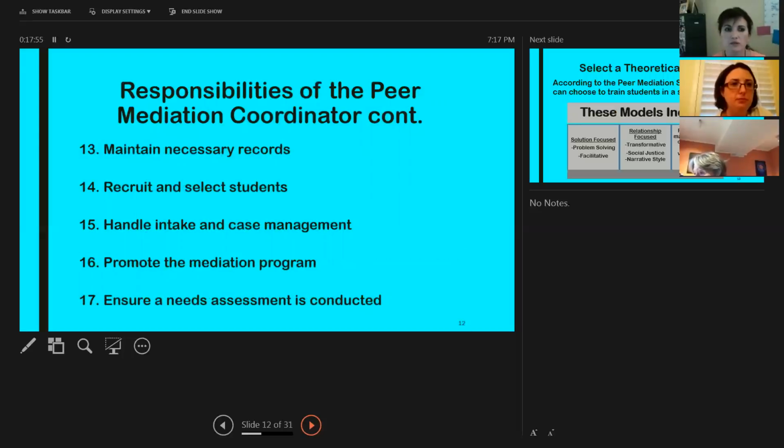Okay, last slide on the responsibilities of the coordinator. We have to maintain records. That's important, and those records need to be locked up in a safe place. Sometimes we might need those records, so it's good to keep them, and we need them for evaluation. We need that data so that we can show that our mediation program is making a difference. We recruit and select students. I usually do that in the spring for the next fall. Again, we handle intake and case management. We are the promoters of the mediation program. And we also ensure that the needs assessment is conducted, as Kristen had talked about at the very beginning of our presentation.